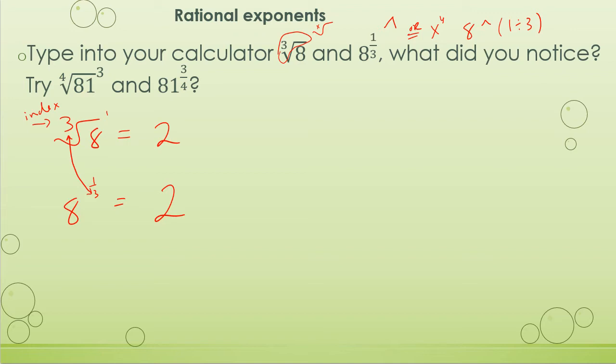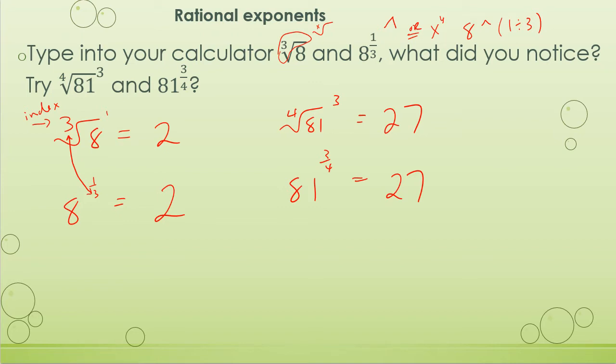What about the next one? What did you get when you did the 4th root of 81 cubed? Well, hopefully you got 27. What about 81 to the 3/4? Hopefully you also got 27. Same thing. These are the exact same calculations, just in different formats. One is written in radical notation or root notation. The other one's written in rational notation.